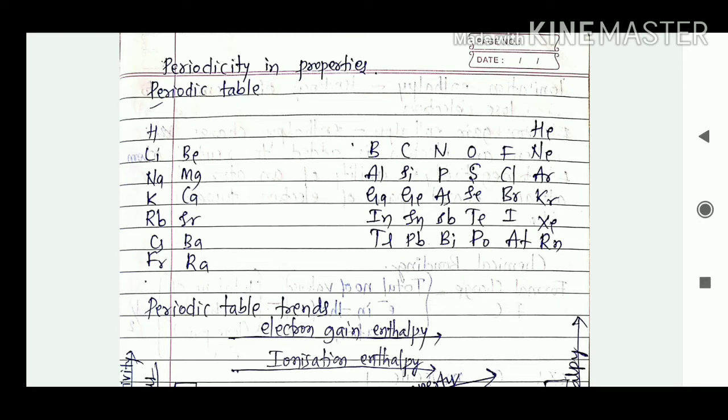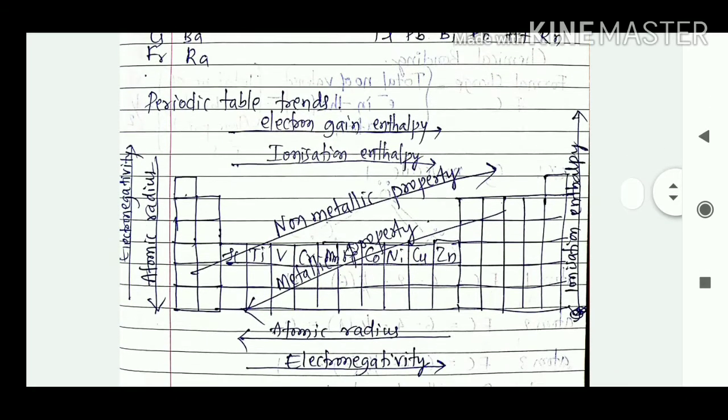Here group 13 elements: boron, aluminium, gallium, indium, thallium. Carbon, silicon, germanium, tin and lead. Nitrogen, phosphorus, arsenic, antimony, bismuth. Oxygen, sulfur, selenium, tellurium and polonium. Fluorine, chlorine, bromine, iodine and astatine. Helium, neon, argon, krypton, xenon and radon. Then we have periodic trends.